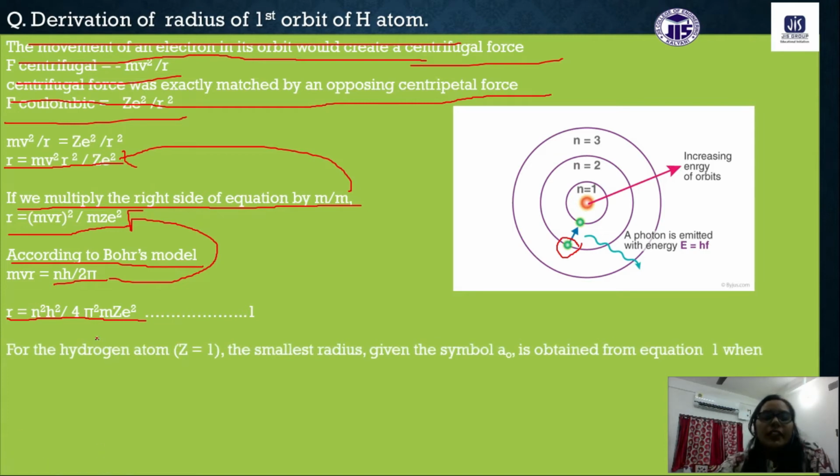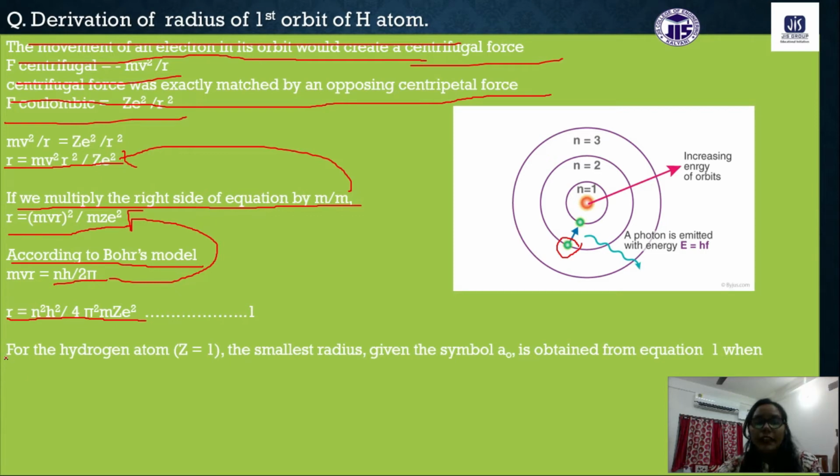Okay, so now let me tell you all the parameters. n is, you already know, the energy level. h is the Planck constant. Pi is again a constant. m is the mass of the electron. Z, what is Z? Z is the atomic number, and e is the charge of the electron. So all these are the parameters.